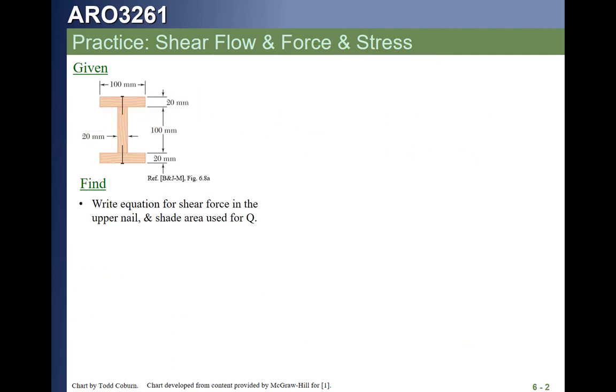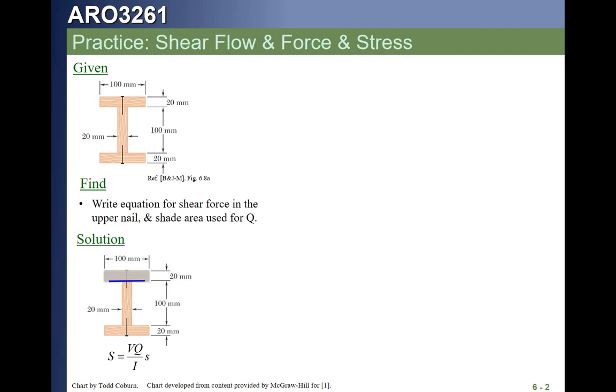So what we're going to do is find the equation for the shear force in the upper nail, shading that area. We can see that's our area, and that is the plane where we're going to cut, which defines the area we're going to use in our calculation. So that's the area we need, 0.1 times 0.02, and the y bar will be that 0.05 plus 0.01, going from the centroid to the middle of that area, the centroid of that little area.